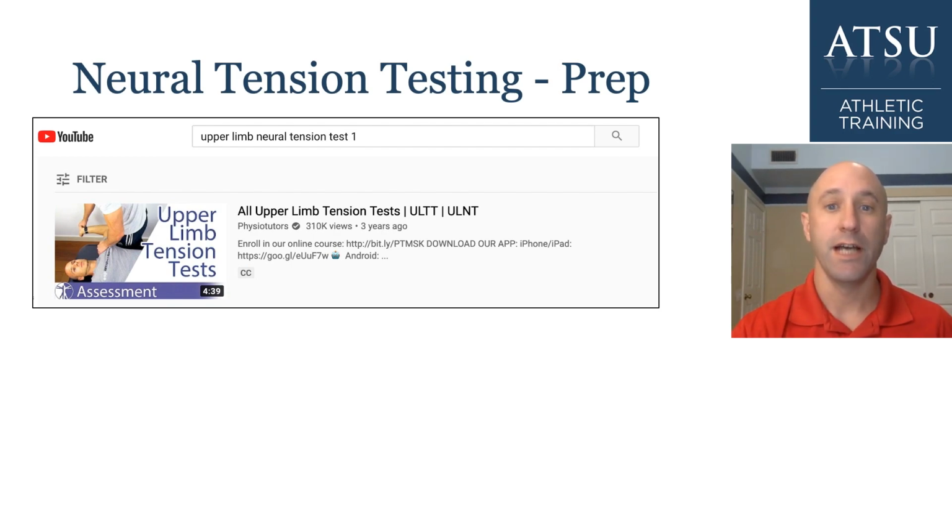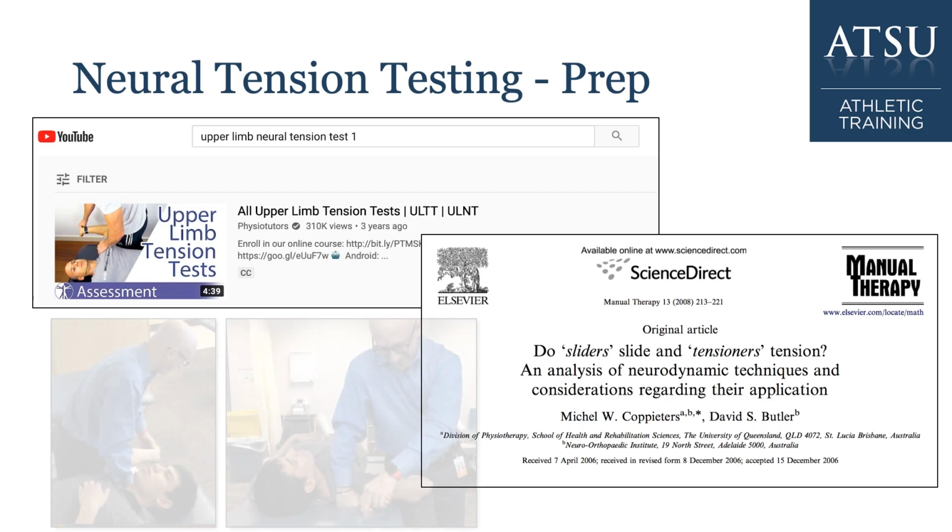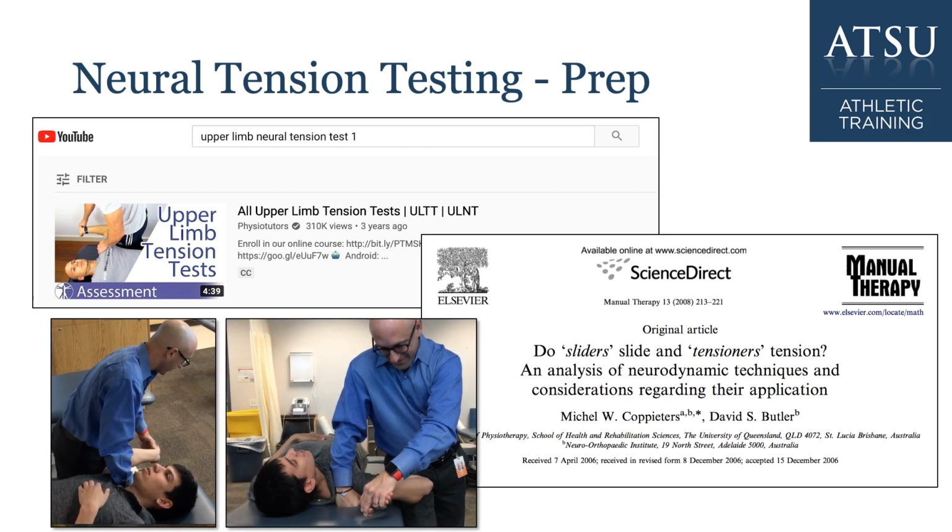In preparation, I would want to identify existing resources that I can use to help teach students this skill online. This might include videos such as this one from Physio Tutors on YouTube. Or I might identify relevant literature describing the upper limb neural tension test. I might also decide to create some of my own resources, such as videos or images. Once I have my preparatory materials, I begin to think about how I want to check the knowledge of the students in relation to the skill before they actually start practicing on their own.